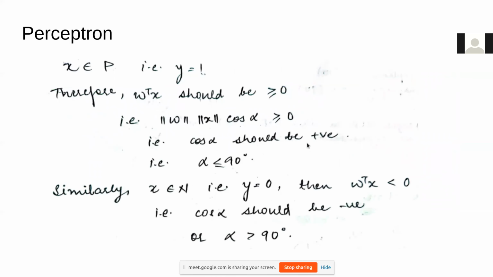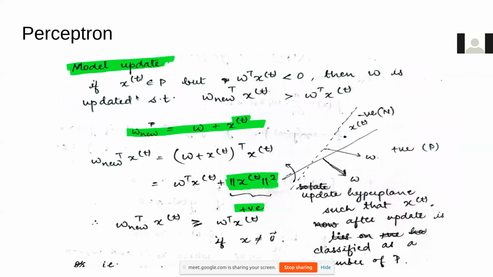Now, suppose there comes an input X which is being misclassified by the classifier here. So the classifier is nothing but this W.